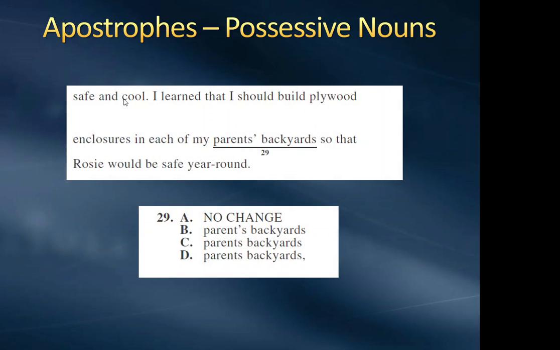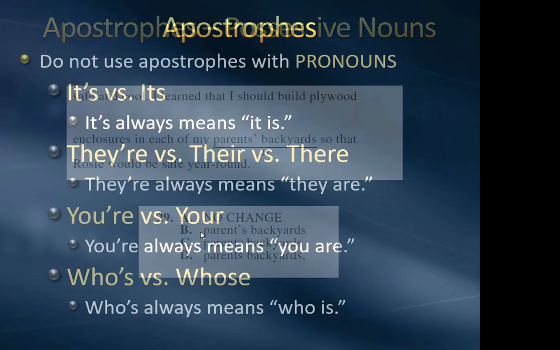All right, let's look at another one. I learned that I should build plywood enclosures in each of my parents' backyards so that Rosie would be safe year-round. So are we talking about one parent or two? We're talking about each of my parents' backyards. So we're talking about a singular subject. So let's look down here at our options and see, oh yes, right there, B, we have the singular possessive form, we have an apostrophe S, so that is going to be our answer because these are two nouns, parents and backyard, so we're going to need an apostrophe S, B.